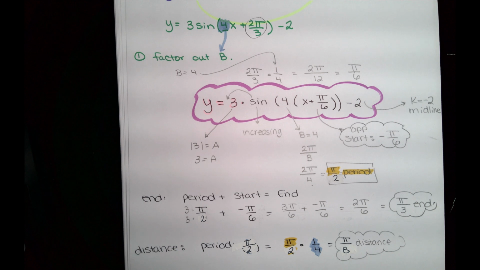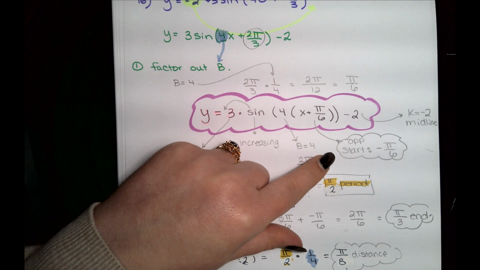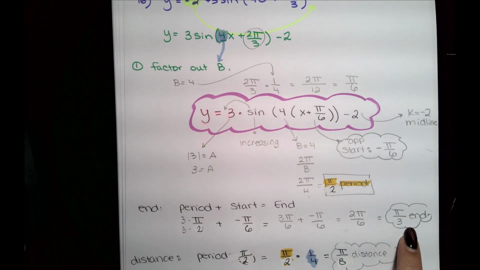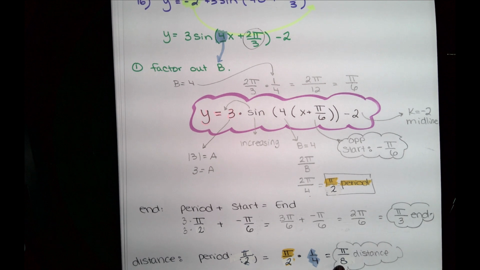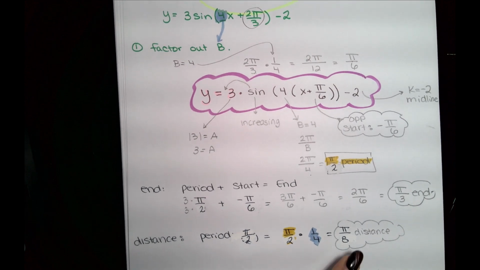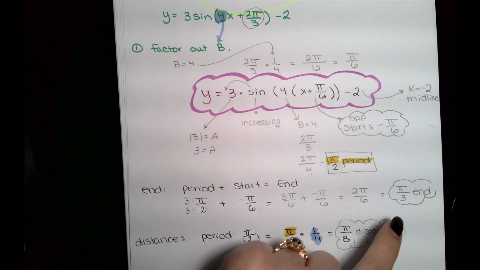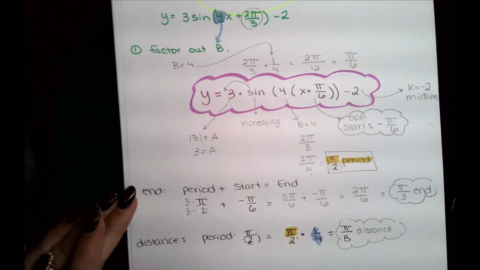Still interesting, but nothing we can't handle. We have a start value of negative pi sixths. We have an end value at pi thirds, and we have a distance at pi eighths. I'm thinking our common denominator is going to be 24 since we have a common 8, 3, and 6. So let's do common denominators.